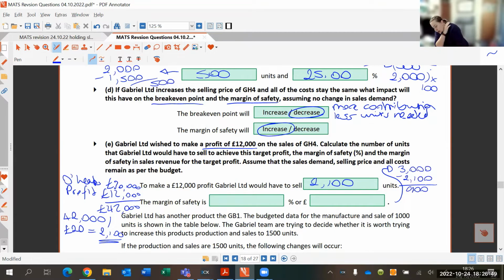We can then work out the margin of safety percentage. I'll just do the calculation here. We're going to take our 900 units, divide by the plan, then obviously times by 100 to get that, and that will bring us out. It looks to be about 30% to me, but I'll just double check it. Yeah, 30%.